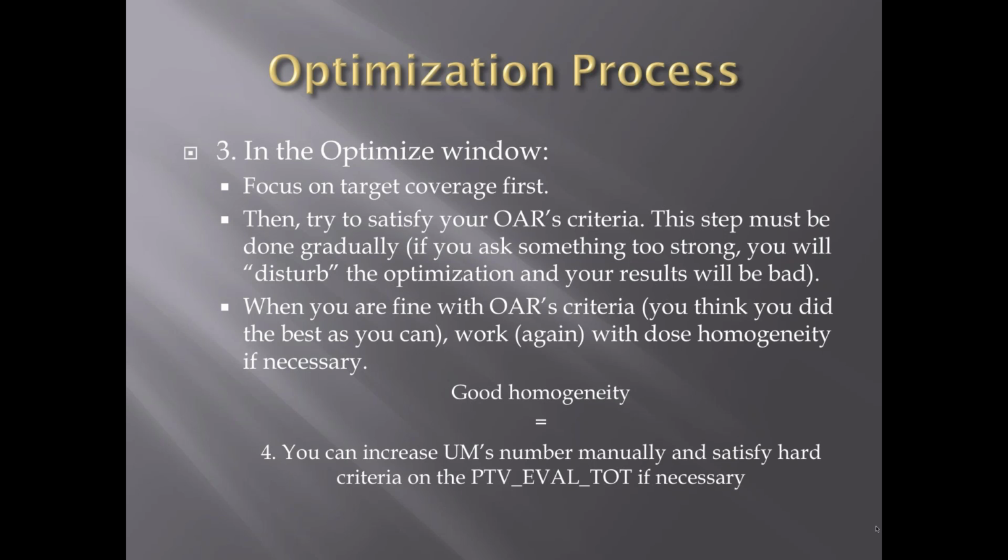And when you are fine with your organ criteria, it means that you think you did the best you can. Work again, maybe, if it's necessary, with your dose homogeneity, because if you work with it again, you can maybe increase your UMS number manually and satisfy the hard criteria and the PTV total.